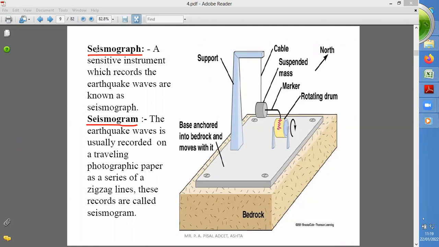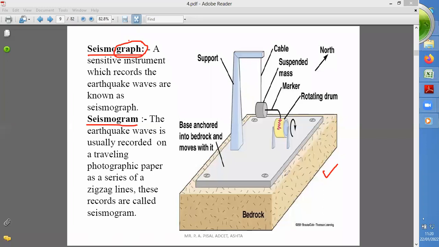First, I will discuss the seismograph. Seismograph means it is an instrument. You generally get confused between seismograph and seismogram. When the word seismograph comes, you only remember the paper. That's why you get confused that the seismograph is a record and seismogram is an instrument. But it is not like that. Seismograph is the instrument and seismogram is the paper. Here I have shown you the instrument, the seismograph, which is used to record the earthquake waves.